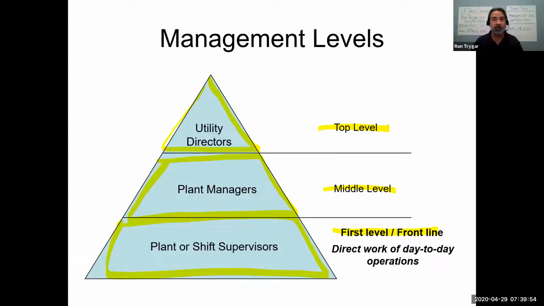Sometimes that's the first instance where you see operators moving up the ladder and becoming salaried versus hourly employees. So these folks, the plant and shift supervisors, direct the work of the day-to-day operations. Those are the folks that are out there every day, the lead operators, the chief operators, making sure that all of the things that need to be done are getting done, and they would report up to the plant manager. The plant manager would report up to the utility director, following a chain of command, obviously.